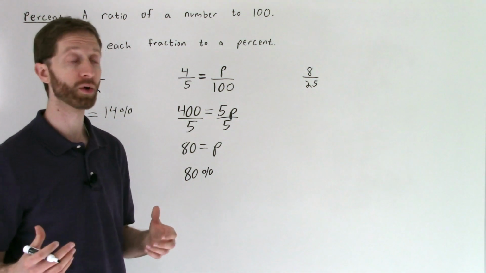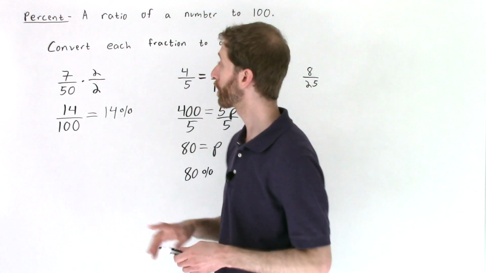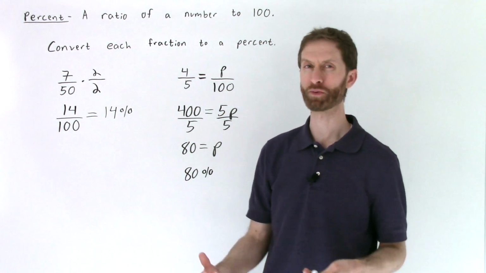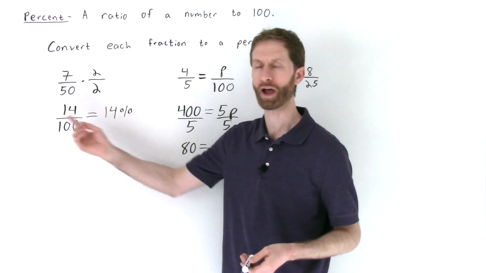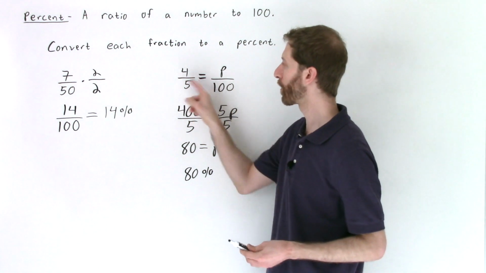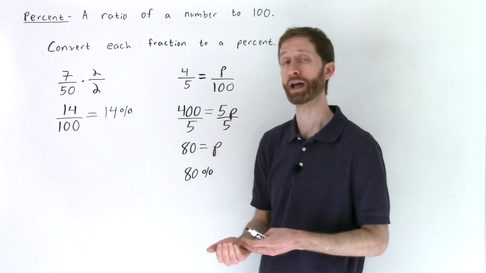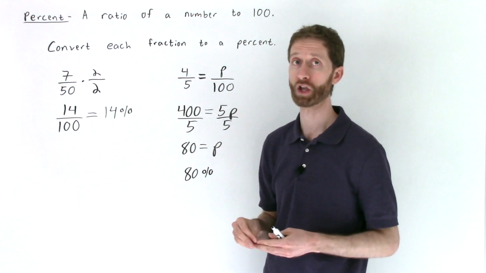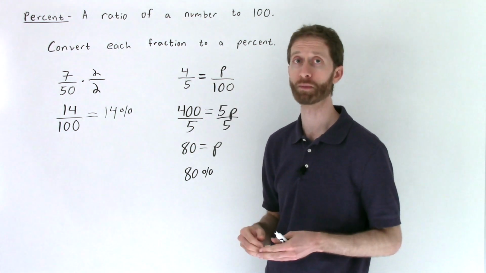So two different ways of doing things here, and it certainly is up to you which way you want to go. I actually prefer looking at it mentally and saying, well, if I can get it out of 100 pretty quickly, I'm going to take this route. If I have a number where I'm not quite sure what to multiply it by to get my number out of 100, then I think that the proportion is the way to go. It's a little lengthier, but it's doable.